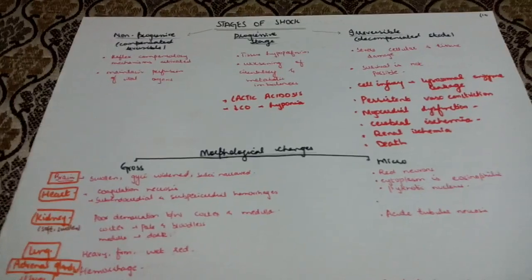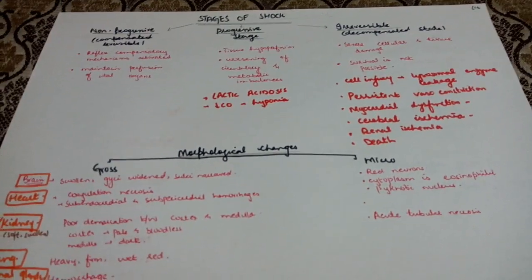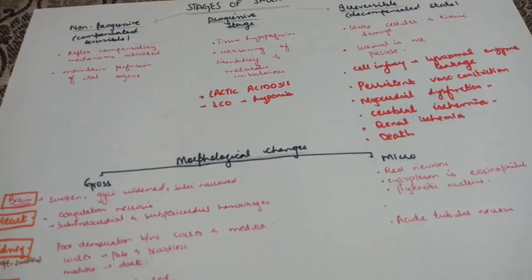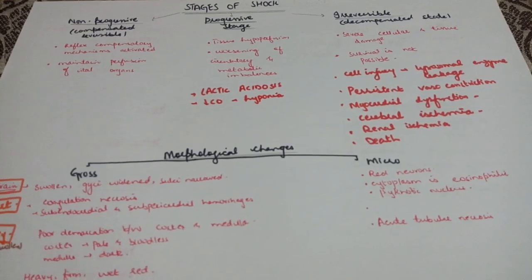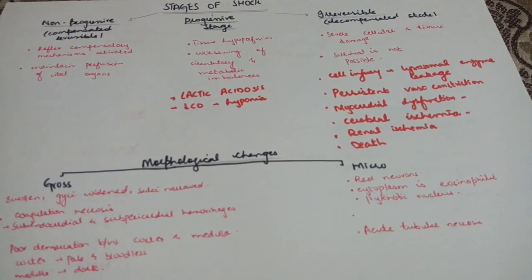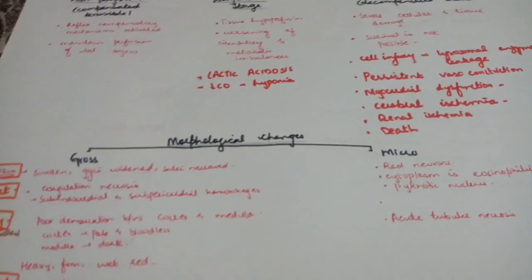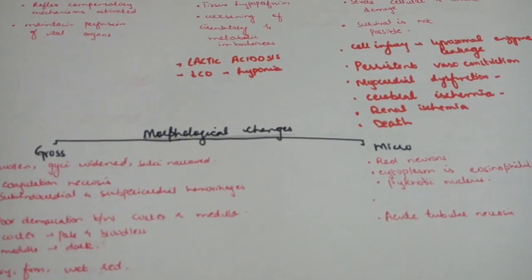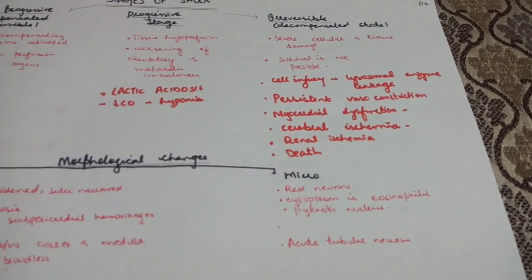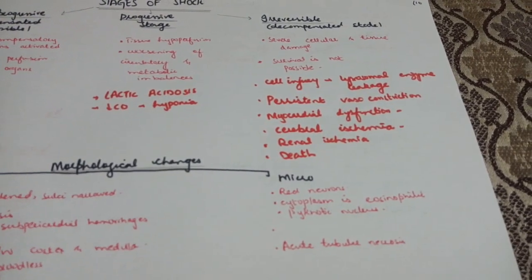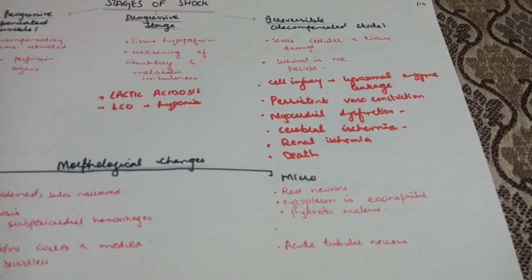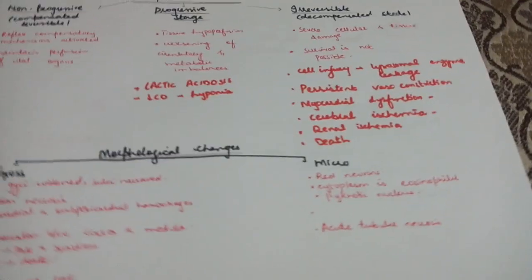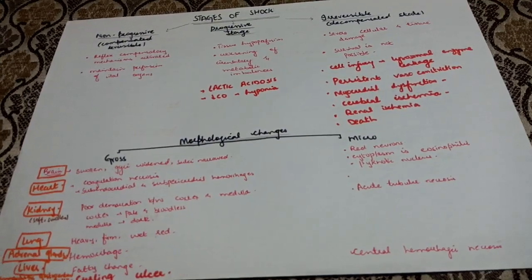Let's discuss the stages of shock. Non-progressive, progressive, and irreversible. In non-progressive, reflex compensatory mechanisms are activated that maintain the perfusion of vital organs. In progressive stage, tissue hypoperfusion occurs, leading to worsening of circulatory and metabolic imbalances. Lactic acidosis occurs that will decrease the cardiac output. As a result, there will be widespread tissue hypoxia. In irreversible stage, there is widespread cell injury leading to lysosomal enzyme leakage with persistent vasoconstriction, myocardial dysfunction, cerebral ischemia, renal ischemia, and death.